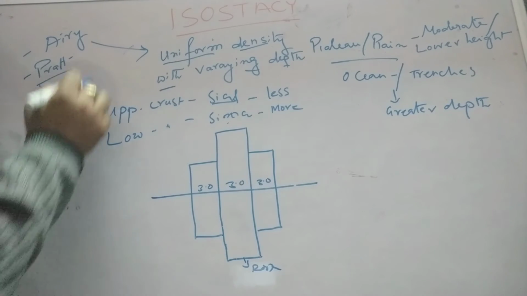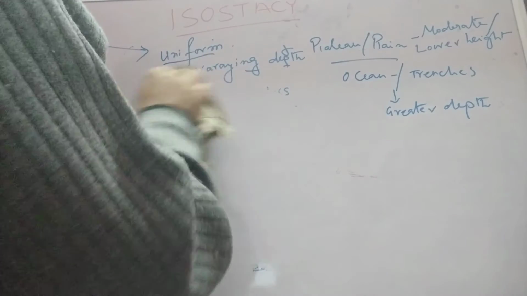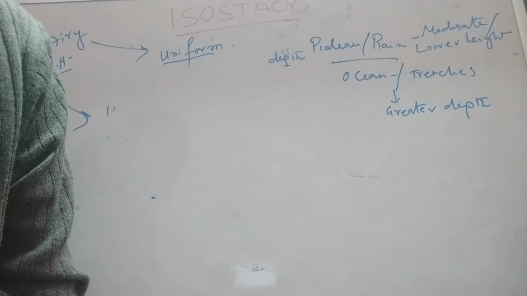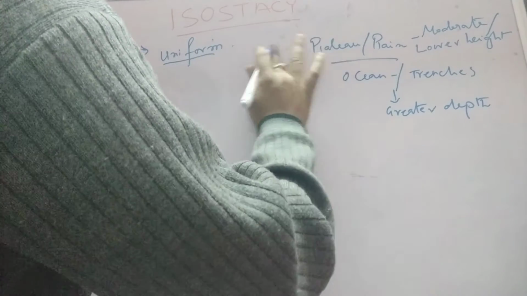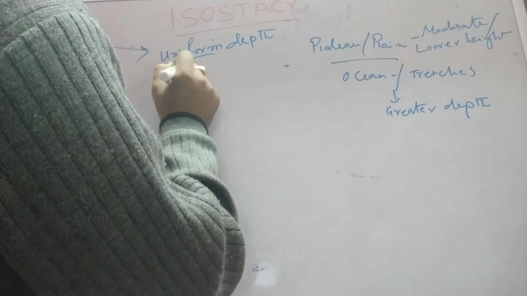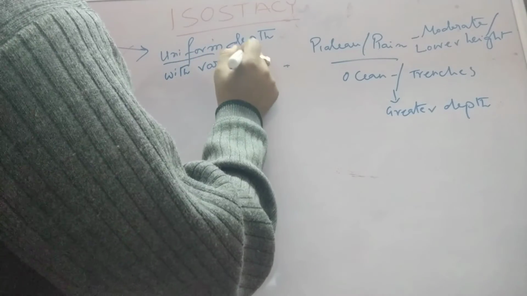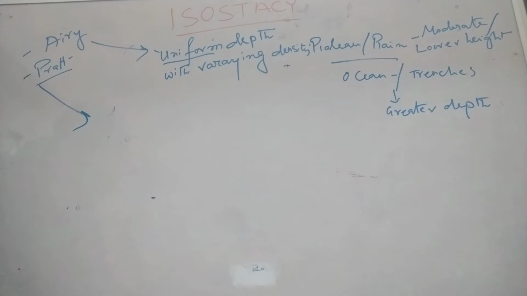However, Pratt did not agree with Airy's concept. He contradicted it and gave a different concept, that is uniform depth with varying density. Pratt considered that land blocks of various sites differ in their density.